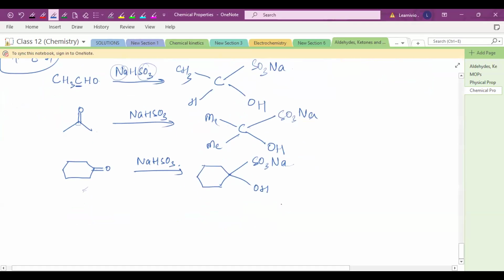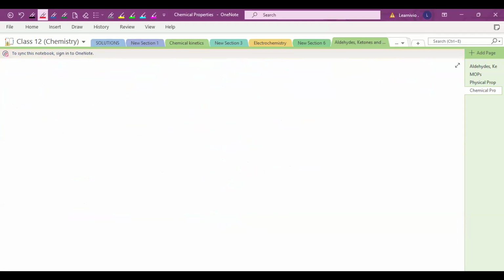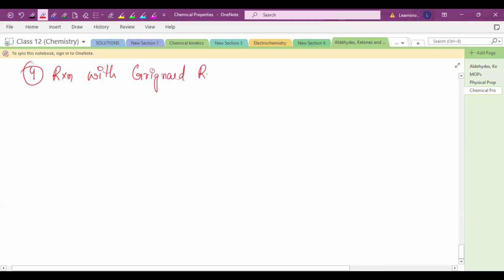Okay. Now, these were the topics we have discussed in the previous class. Now I'm going to start a new one. Fourth reaction. This is again a nucleophilic addition. Reaction with, and I think we have discussed this, reaction with Grignard reagent. Okay, see this reaction. So suppose we have this carbonyl compound.